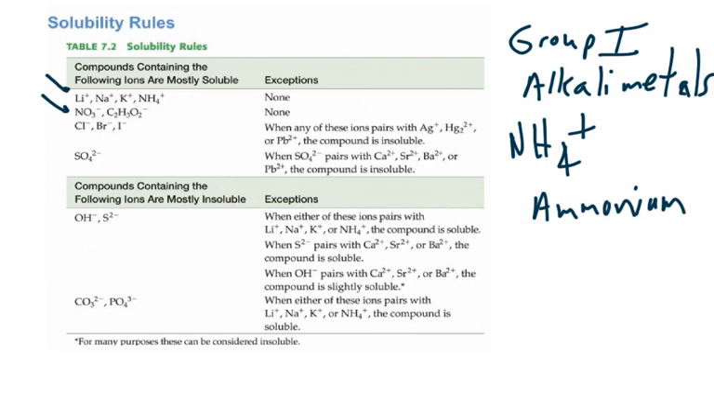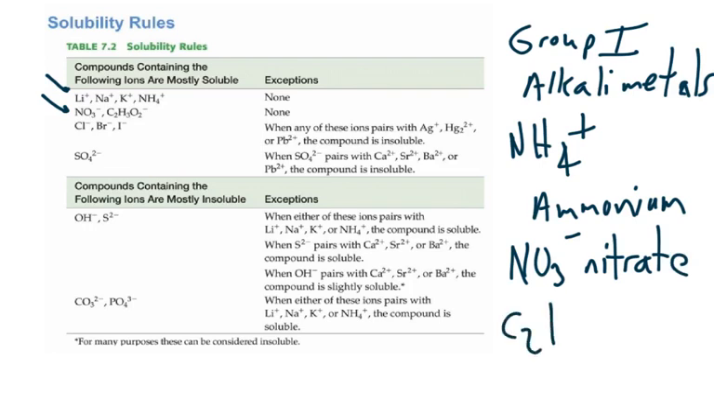Now look at the next rule here. The next rule says that if you are with a nitrate, which is NO3 negative, or acetate, so let's put here nitrate or acetate, C2H3O2 negative 1. So any compound that has either ammonium, nitrate, or acetate, the rule is that they're soluble. Now I'm going to go through each rule and break it down.